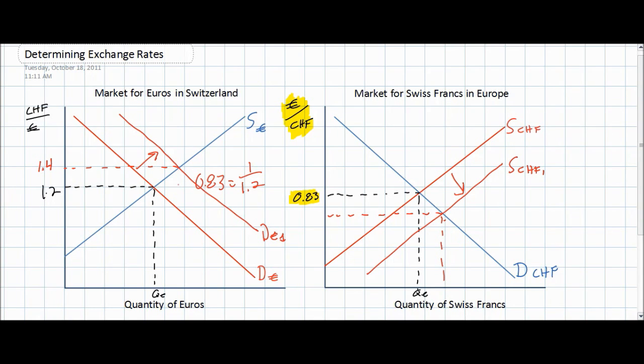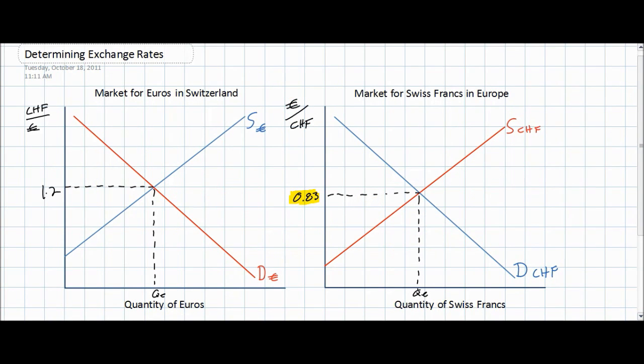The new exchange rate for the Swiss franc, if the value of the euro is now 1.4 francs, will simply be 1 over 1.4, which equals 0.71. So, an appreciation of the euro caused by an increase in the demand for euros results in a depreciation of the Swiss franc caused by an increase in the supply of Swiss francs in Europe. Notice that the red curve in the market on the left shifts out, causing an outward shift in the red curve in the market on the right. One currency gets stronger, the euro in this case, while the other currency gets weaker, the franc.